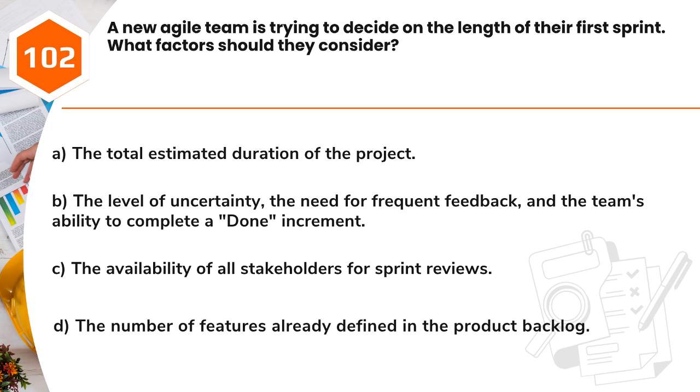Question 102. A new Agile team is trying to decide on the length of their first sprint. What factors should they consider? A. The total estimated duration of the project. B. The level of uncertainty, the need for frequent feedback, and the team's ability to complete a done increment. C. The availability of all stakeholders for sprint reviews. D. The number of features already defined in the product backlog.